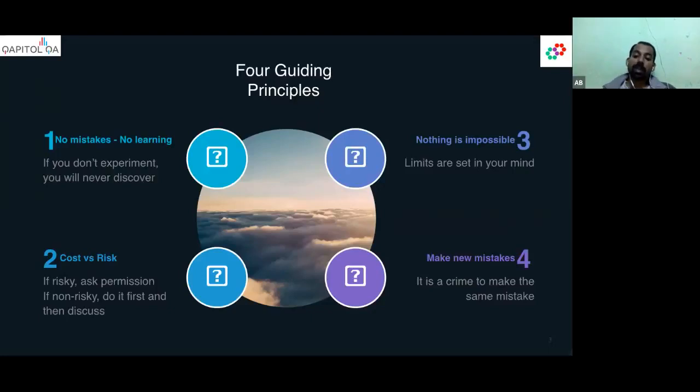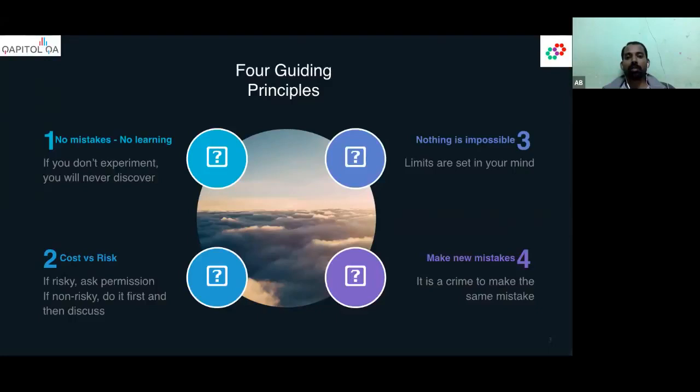The last mistake, or the last guiding principle, is make new mistakes. Don't make the same mistakes. A, it's boring. B, you're not learning anything if you're repeating the same. If you keep doing the same things, you're bound to get the same result, right? Unless you change something in your approach, how will you get a different result?